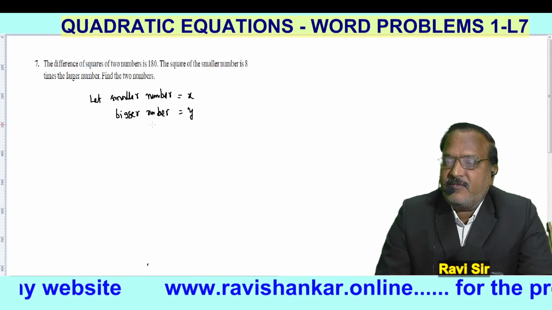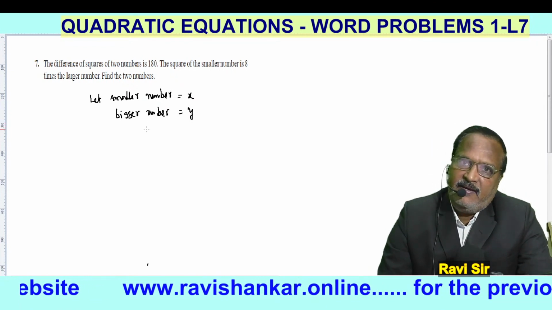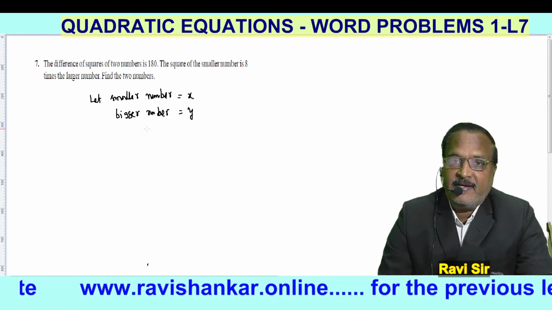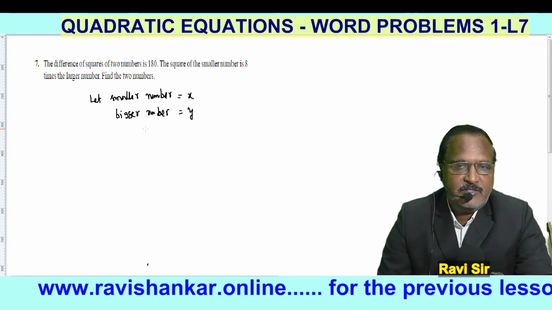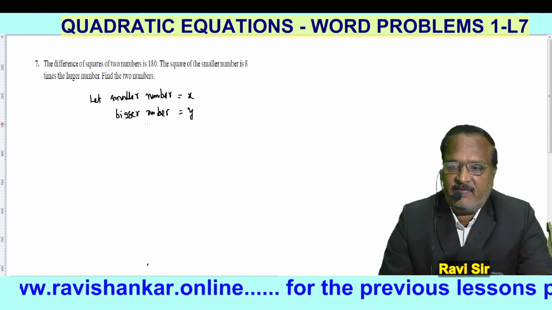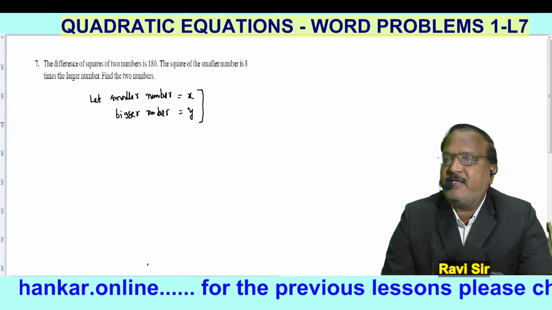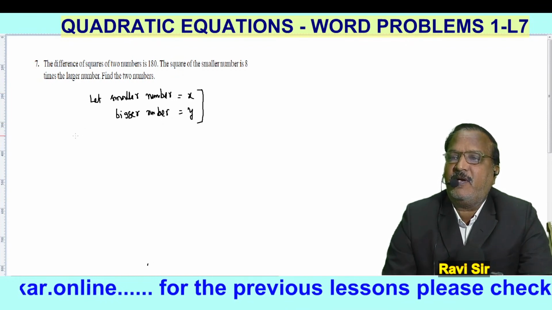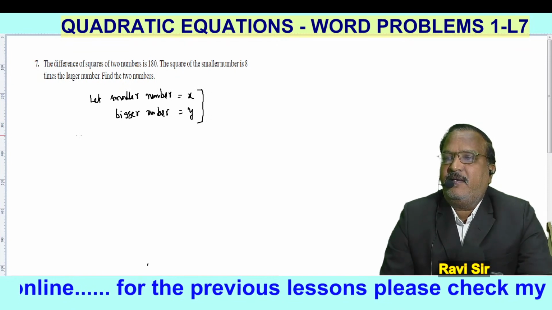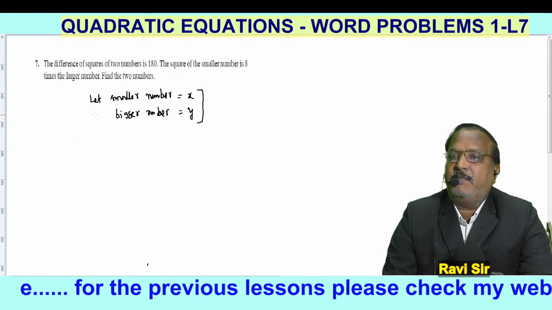Bigger number is equal to y, right? Even if you use two variables, finally you have to eliminate one variable so that you will be getting a quadratic equation. So bigger number, smaller number. I have differentiated x and y. X is a smaller number and y is a bigger number.